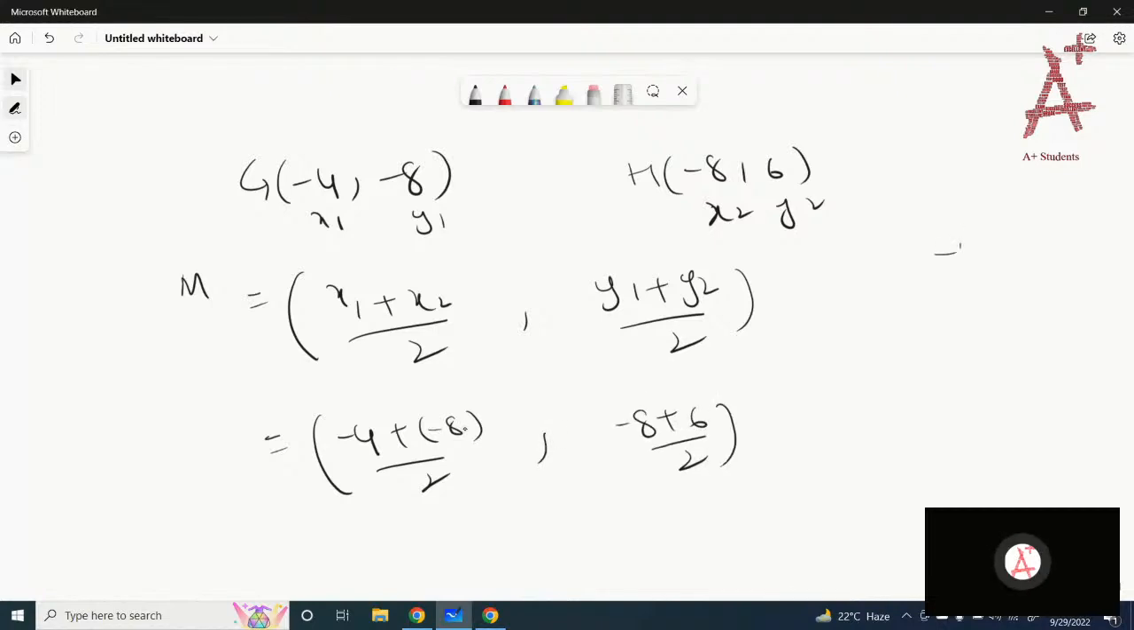So here you are adding two numbers that have the negative sign. You have to add them and you need to put a negative sign. So 8 and 4 is 12. So here you have -12 over 2, and -8 plus 6.